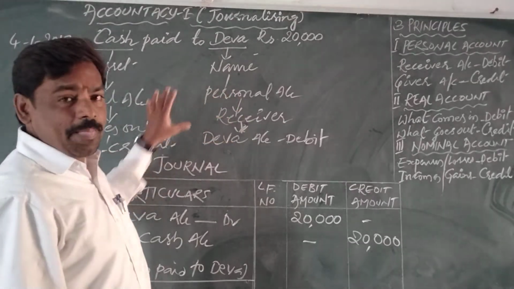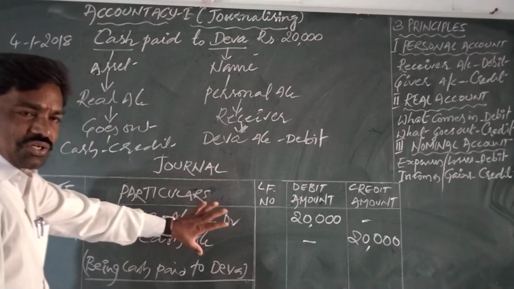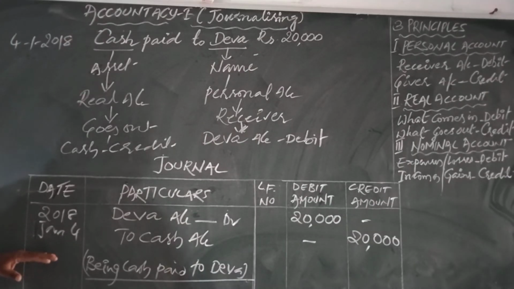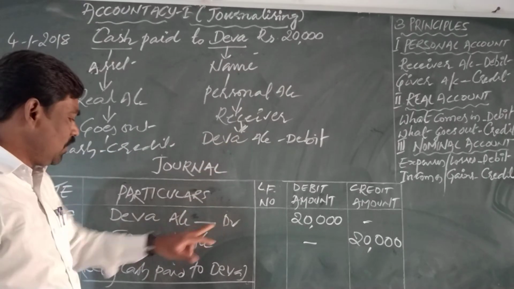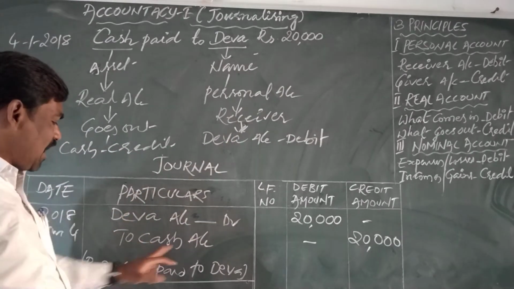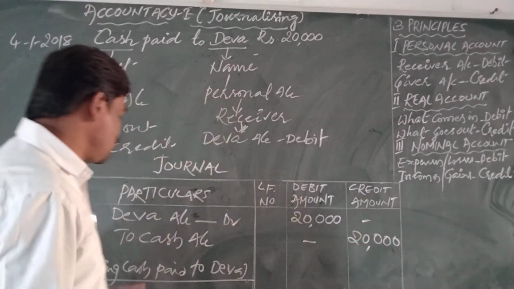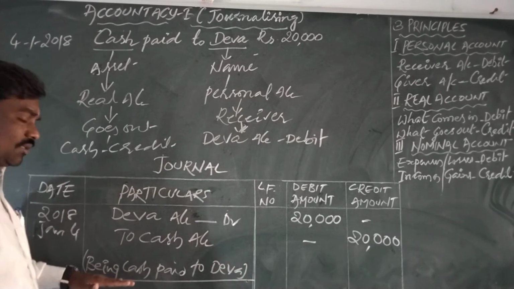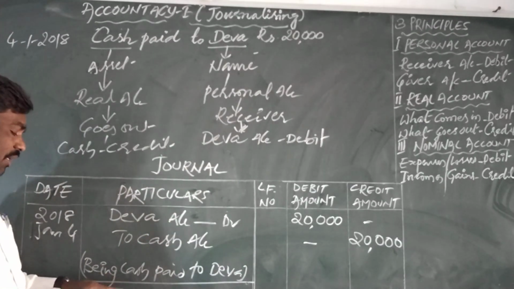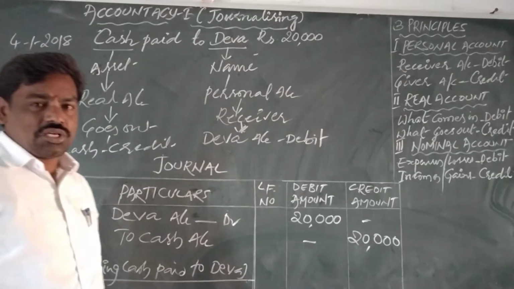This process should take place in our mind. Then we write the entry in the prepared journal. First write the date. In the date column, 2018 January 4th, and in the particulars column first write the debit account, that is Deva account, and then the credit account, that is cash account. In the debit column write 20,000, and in the credit column 20,000 against cash account. After completion, finally write the narration: being cash paid to Deva. Like this we write the journal entry for the given accounting transaction.